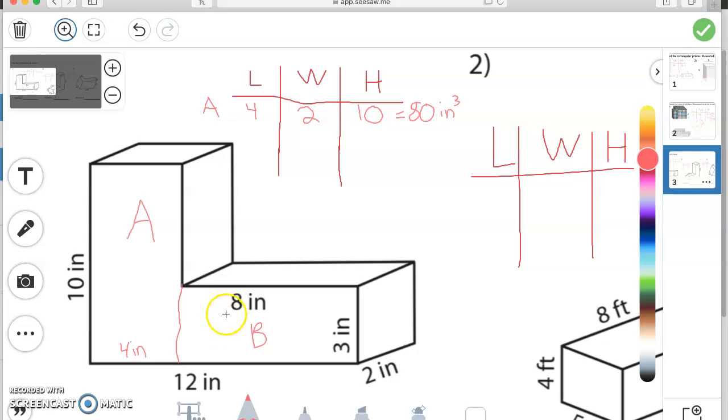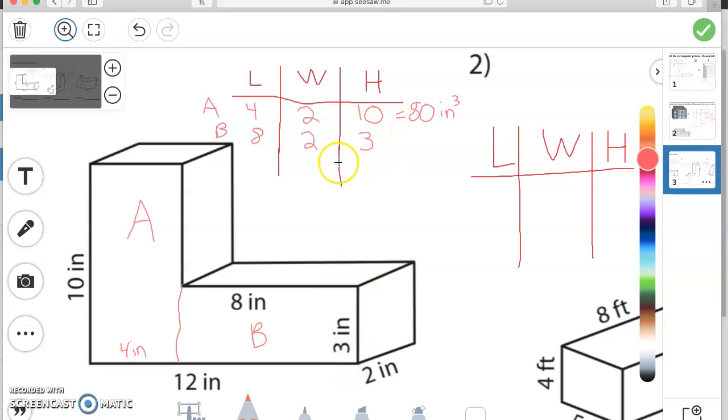All right, for my second one, I'm going to do length times width times height again. My length looks like on this one, if I look, it's not 12. Be careful with that because that goes all the way over to here. So my length is actually 8. I'm going to go ahead and put that in for B. My width is how far back it goes, how deep it is. It's labeled, it's 2. And my height is how tall it is. That's right there, it is 3.